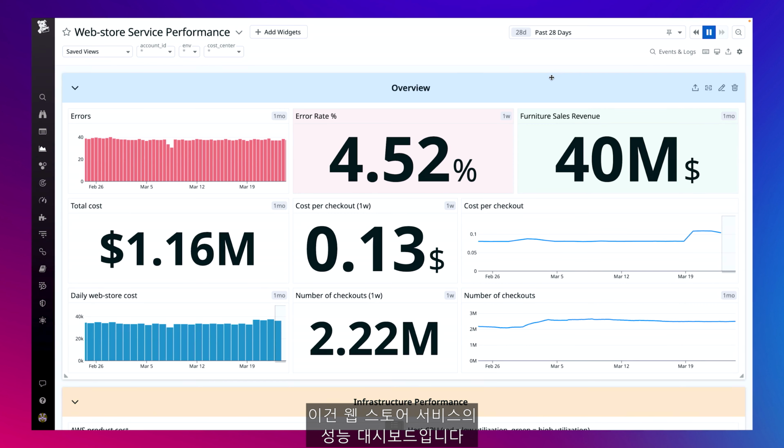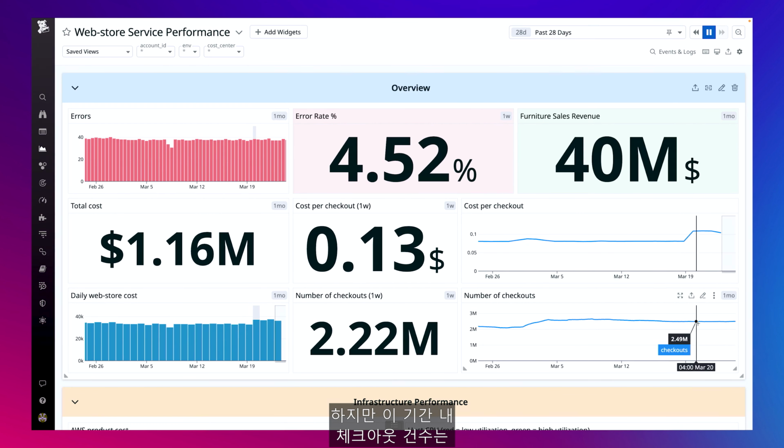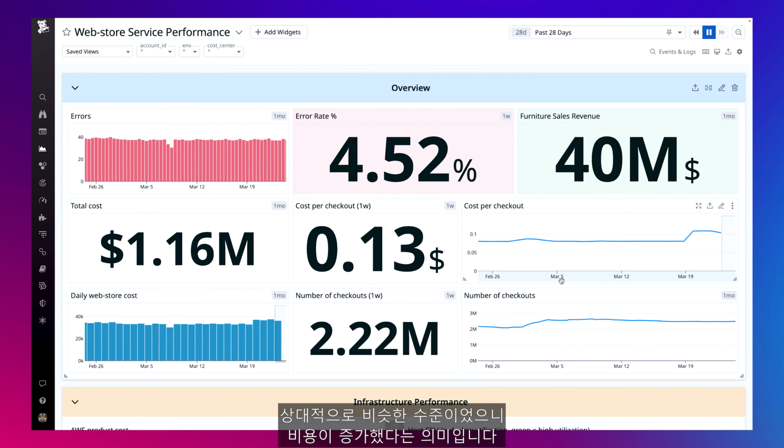This is the performance dashboard for the web store service, which includes cost data in addition to the usual KPIs my team tracks week over week. I can see here that our cost per checkout for this service has increased in the past few days, but our number of checkouts over this time period has stayed relatively the same, which means our costs have increased.